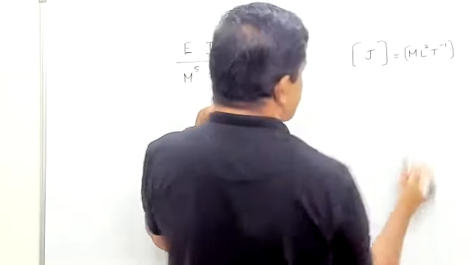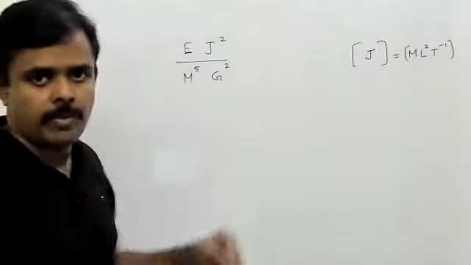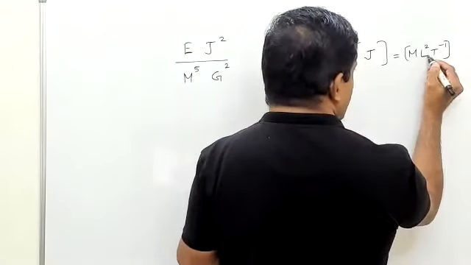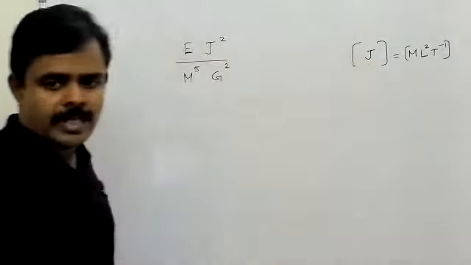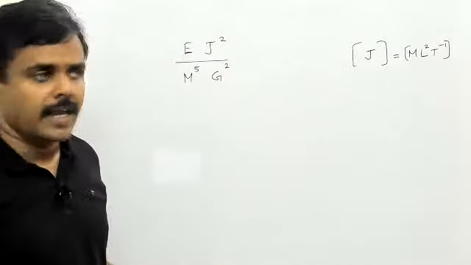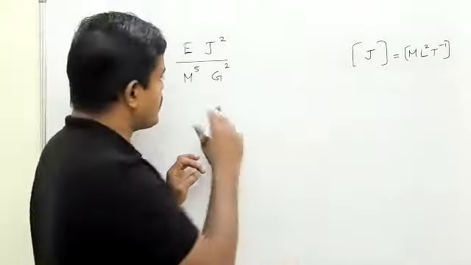ML square T raised to minus 1 is angular momentum. I'm giving it for the moment. Those are the dimensions of angular momentum, but never ever learn this by heart. You will automatically learn these things. Don't worry. You don't have to learn these things by heart.